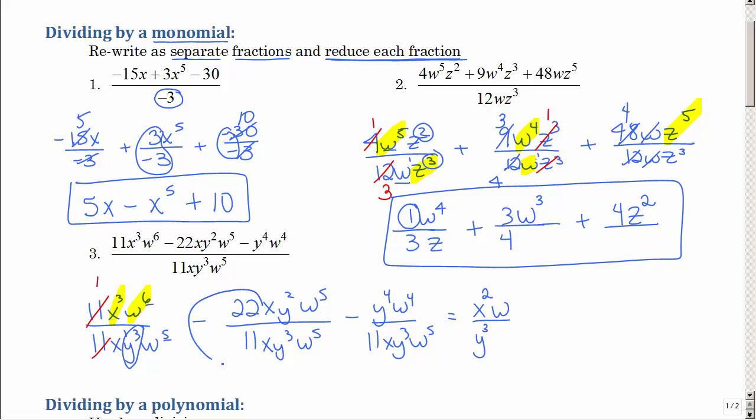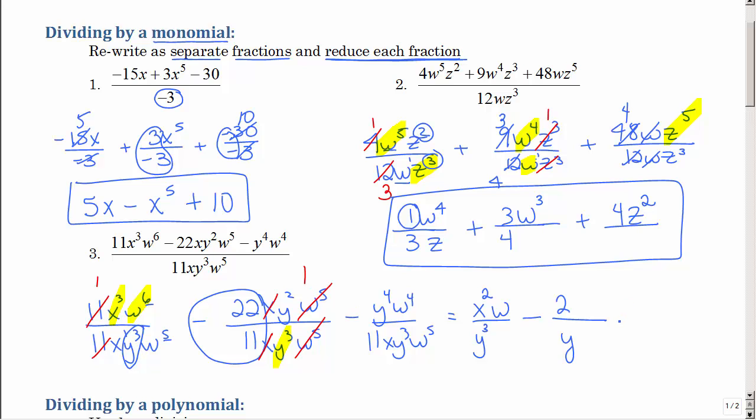On the next fraction, we have a negative 22 divided by 11, so we could write a minus 2, or a negative 2 over 1, however you want to do that. The x's divide out, because they're the same. There's more y's on the bottom, so I'm going to leave it on the bottom and subtract. 3 minus 2 is 1, so that's just to the first power. What else cancels? The w's. They divide 1 time.